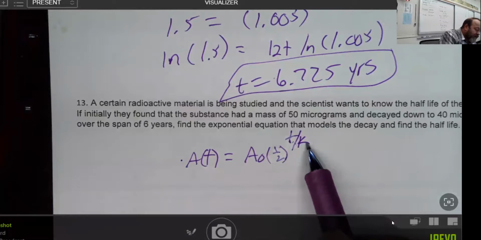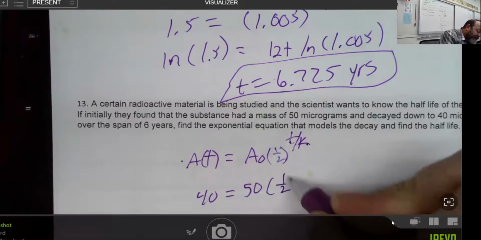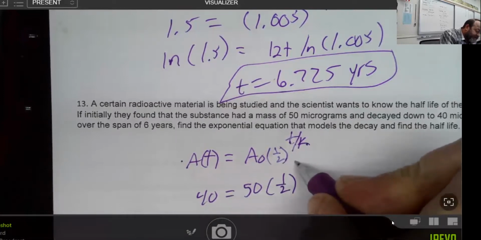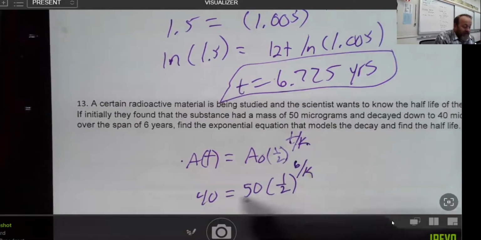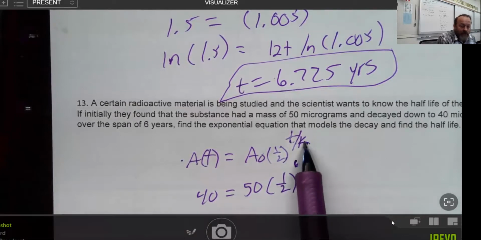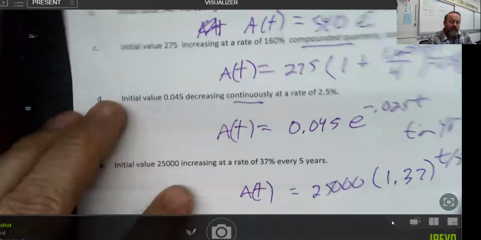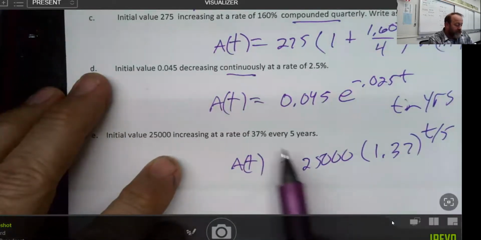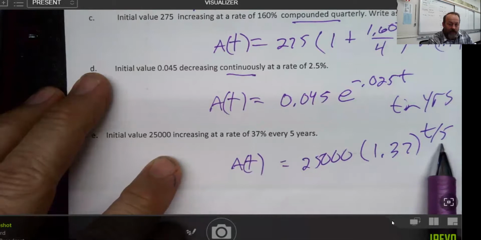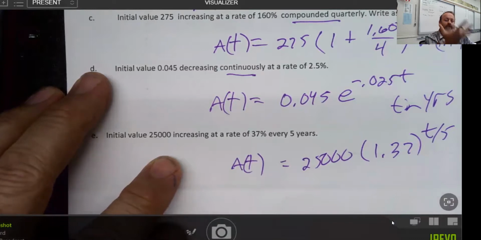So in this problem, I know that I started with 50, it turned into 40, and that happened over a span of 6 years. So that's what we have, and I don't know what k is. k is going to be my half-life, the amount of time it took that to happen. And we saw something like that before in the previous problem. Sorry about moving things around, but notice that this 37% increase happened in exactly 5 years. So notice I divided by 5 to make that 37% happen. This is a problem where we want it to be losing 50% in that exact same amount of time.